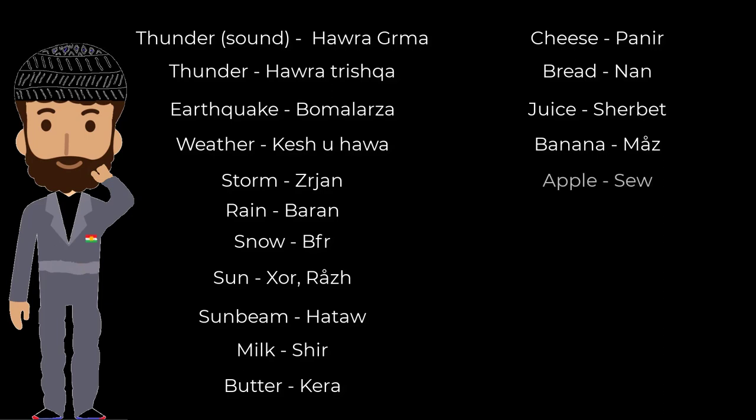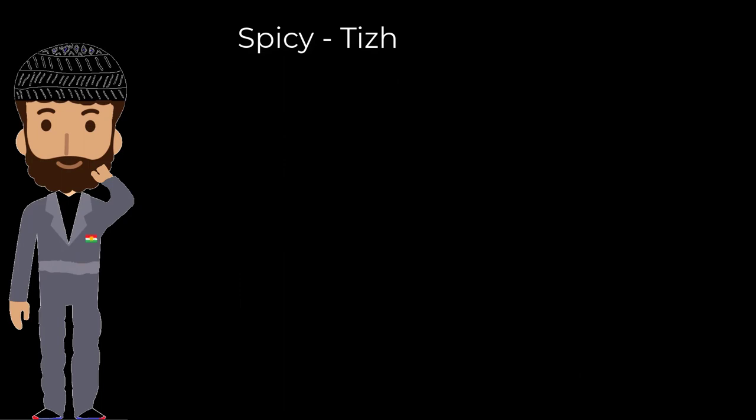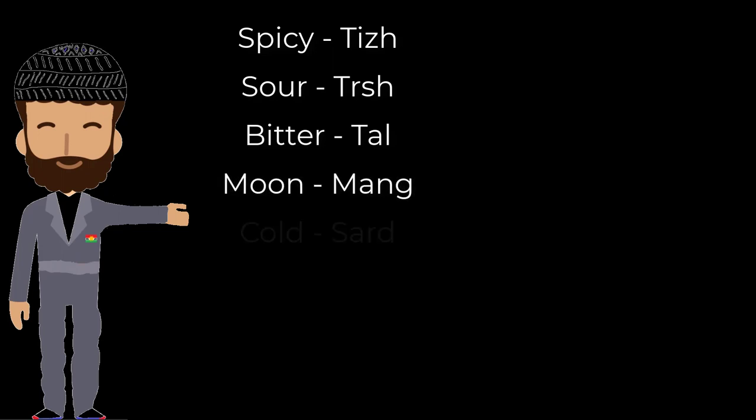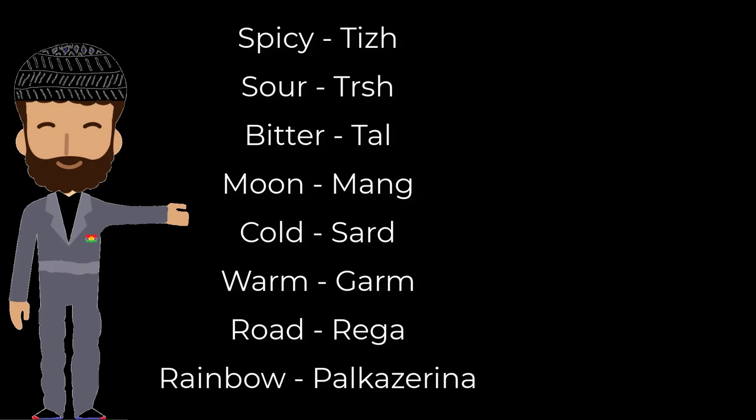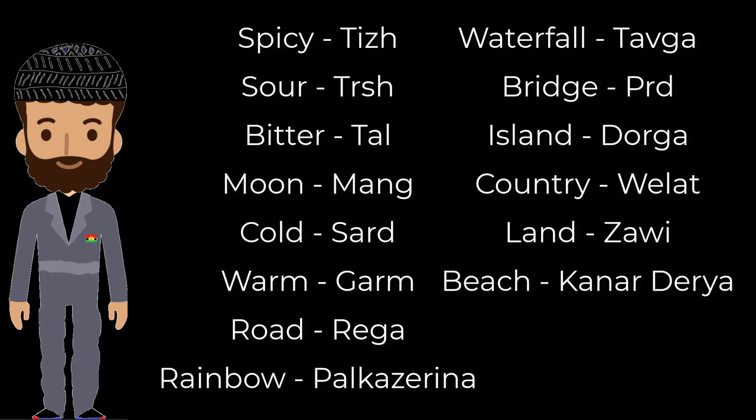moz. Apple, sev. Pear, herme. Orange, portakal. Rice, brinj. Lemon, limo. Dry, wishk. Wet, tar. Spicy, tij. Sour, tirsh. Bitter, tal. Moon, mang. Cold, sard. Warm, girm. Road, rega. Rainbow, pelkazerina. Waterfall, tavga. Bridge, pird. Island, dorga. Country, walat. Land, zawi. Beach, kenar derya. Volcano, girkan. World, jihan.